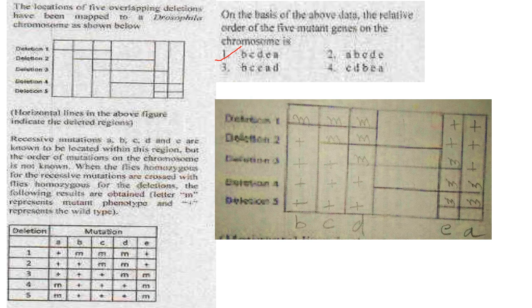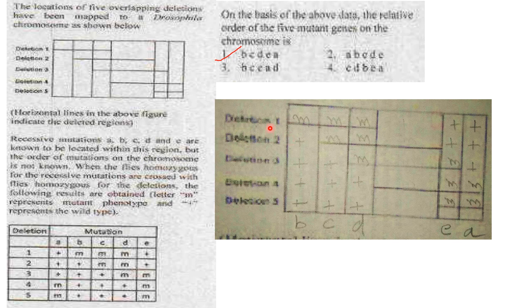And next one. The location of 5 overlapping deletions have been mapped to a Drosophila chromosome as shown below. Horizontal lines in the above figure indicate the deleted regions. Recessive mutations A, B, C, D and E are known to be located within this region, but the order of mutation on the chromosome is not known. When the flies homozygous for the recessive mutation are crossed with flies homozygous for the deletions, the following results are obtained. Letter M represents mutant phenotype and plus represents the wild type phenotype.